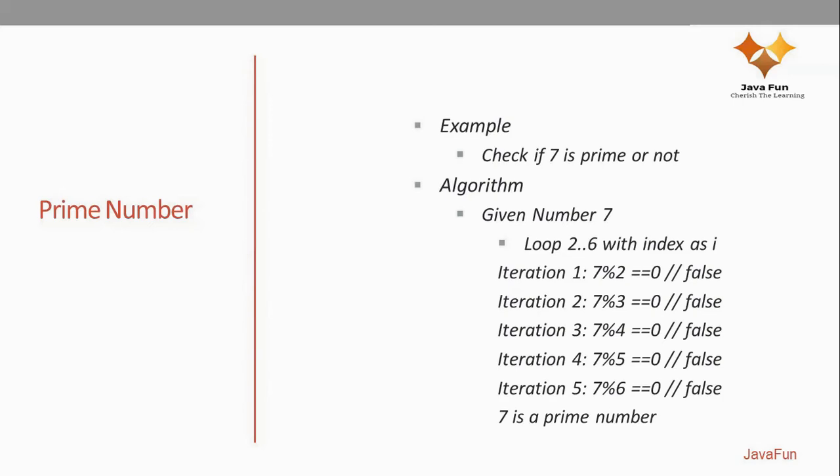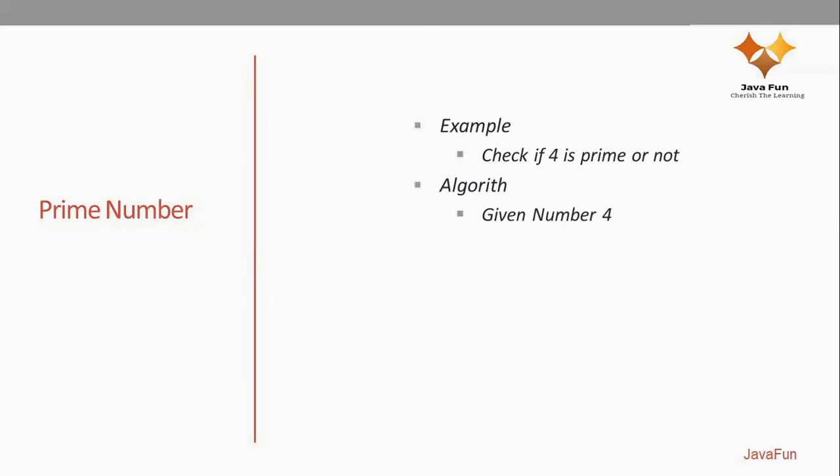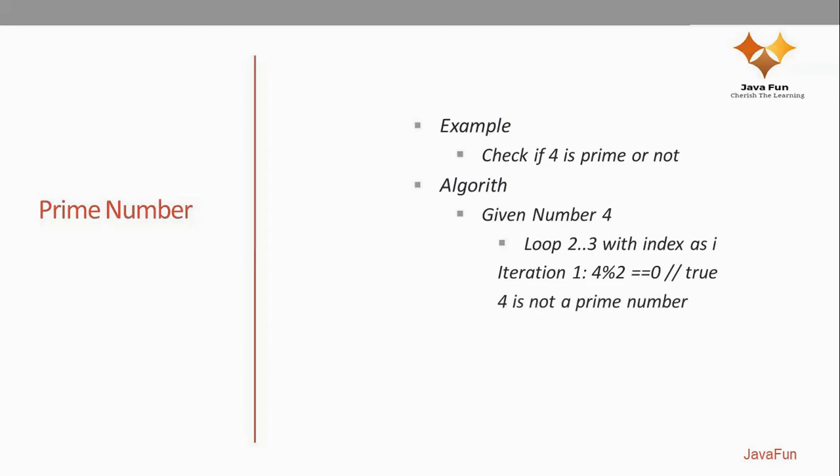Okay, if that is clear, let's give another example. Let's say number 4. So again loop from 2 to 3, which is n minus 1, then 4 divided by 2, the remainder is coming as 0, which means 4 is not a prime number.